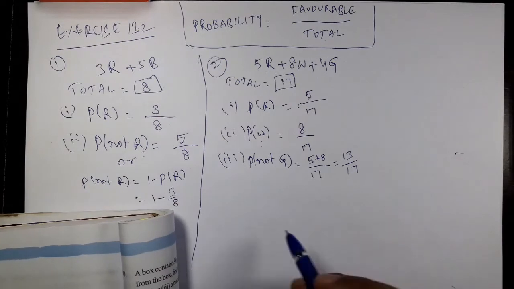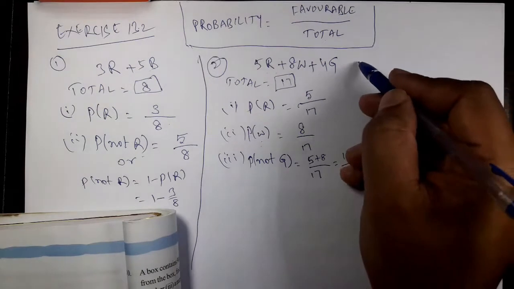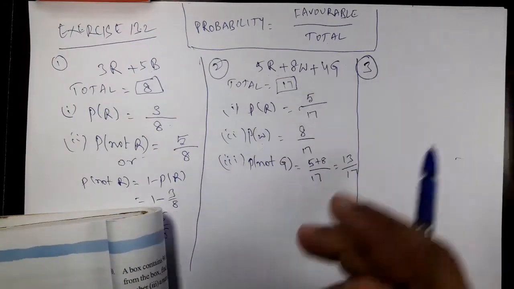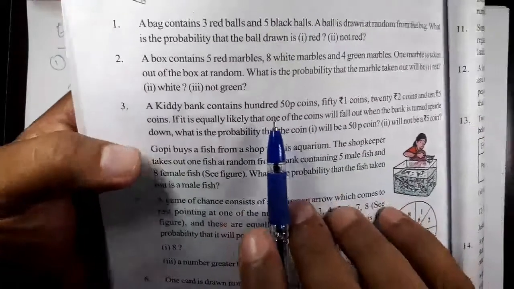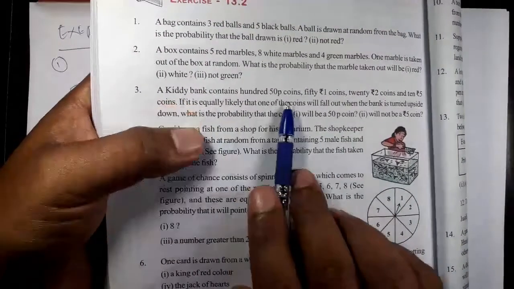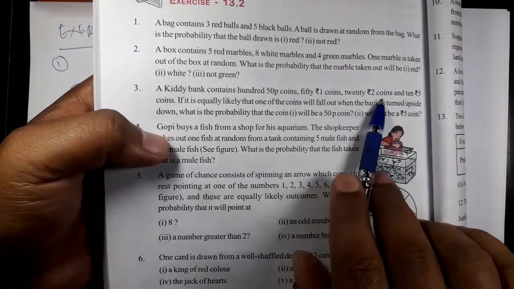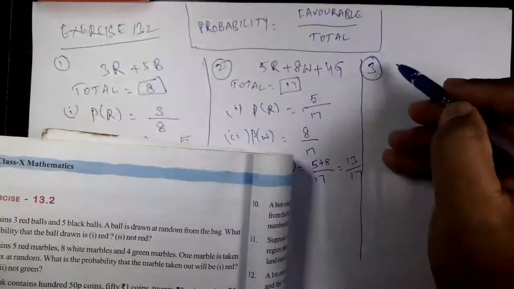Next, question number 3. Yes. A kitty bank contains 150 paisa coins, 50 1 rupee coins, 20 2 rupee coins and 10 5 rupee coins. Right? How many?